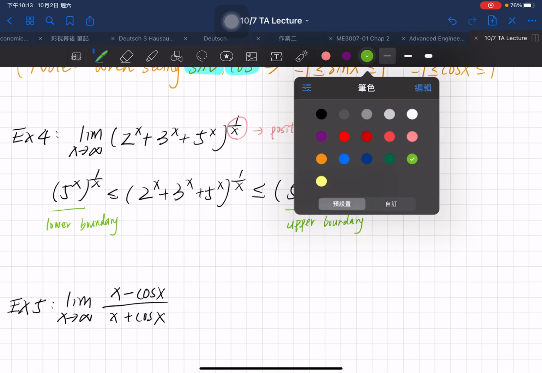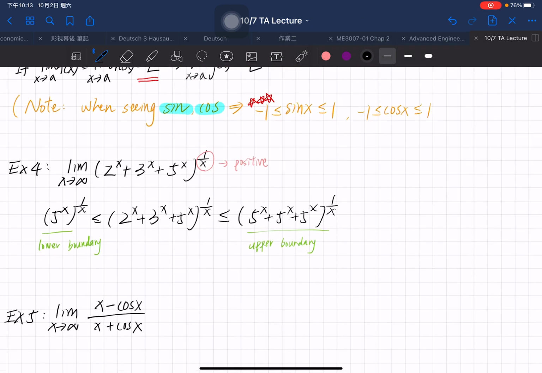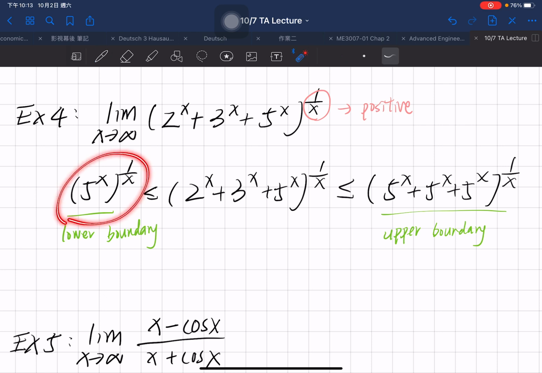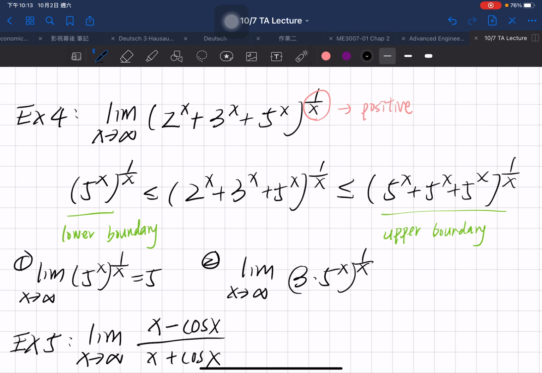Now we apply the idea of the squeeze theorem. We find the limit of these two terms. The limit of 5 to the x power with 1 over x power is 5, right? So this is straightforward. And this one, the limit of 3 times 5 with x power, to the 1 over x power. So what will this be?